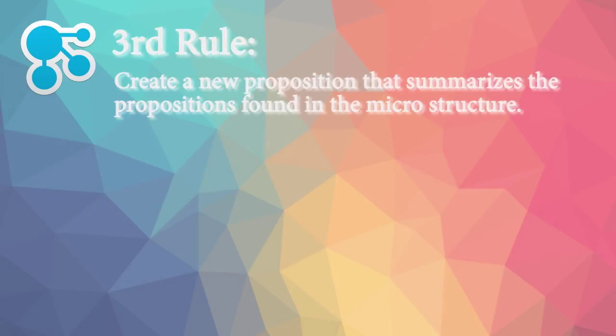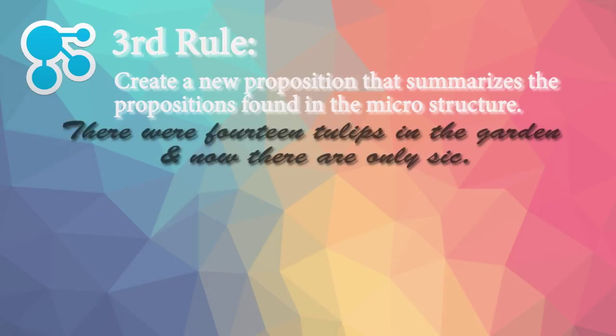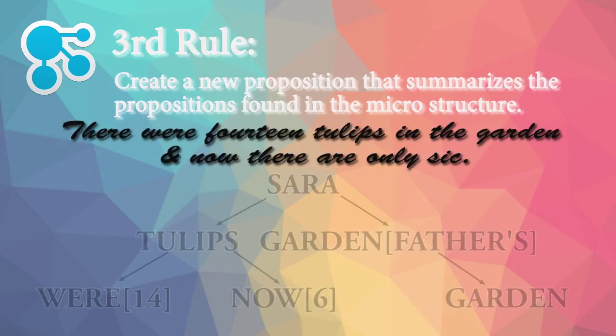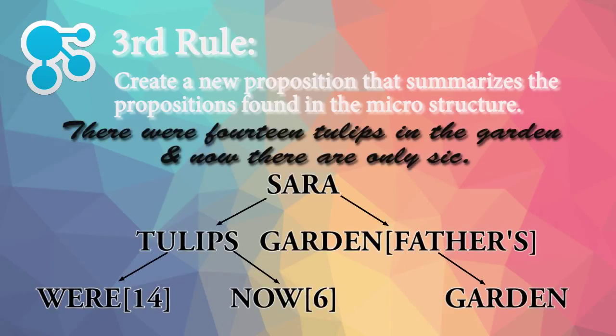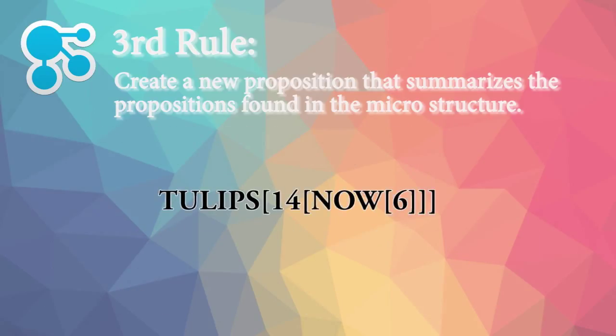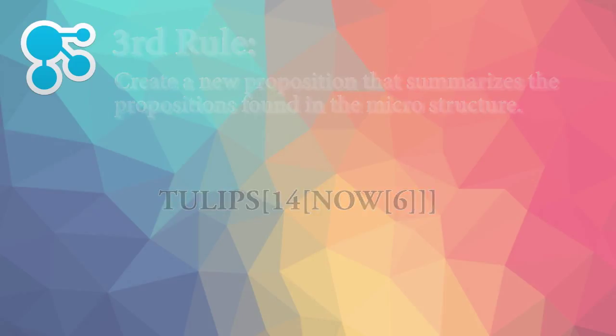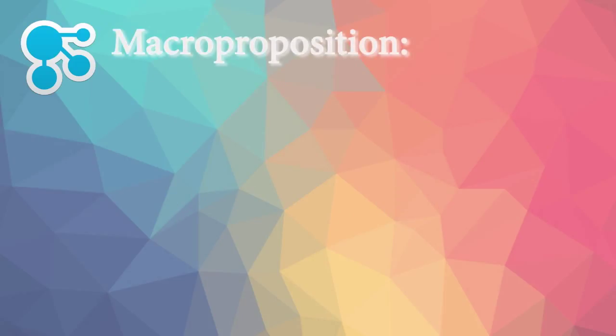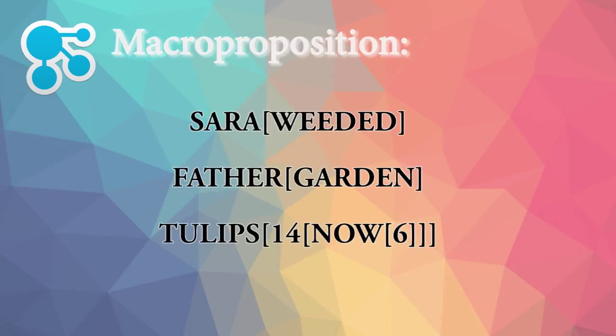Lastly, rule number 3. Create a new proposition that summarizes the propositions found in the microstructure, such as for the second sentence, There were 14 tulips in the garden, and now there are only 6. This becomes tulips, 14, now 6. Thus, the macro structure you are left with is Sarah weeded, father garden, tulips, 14, now 6.